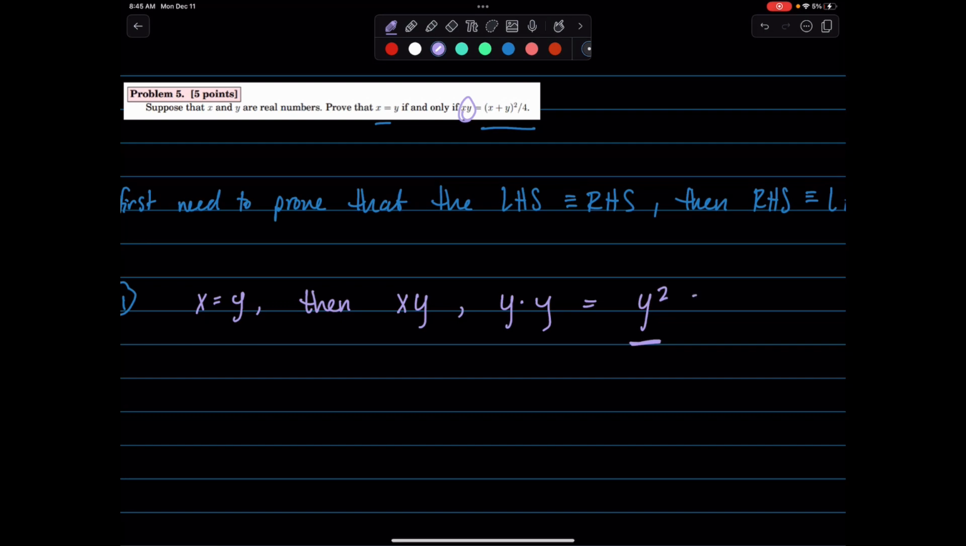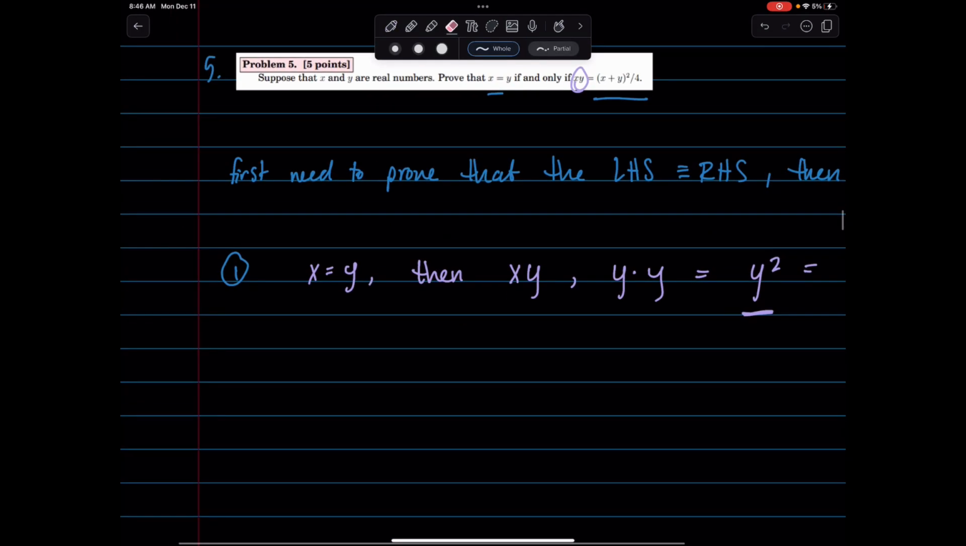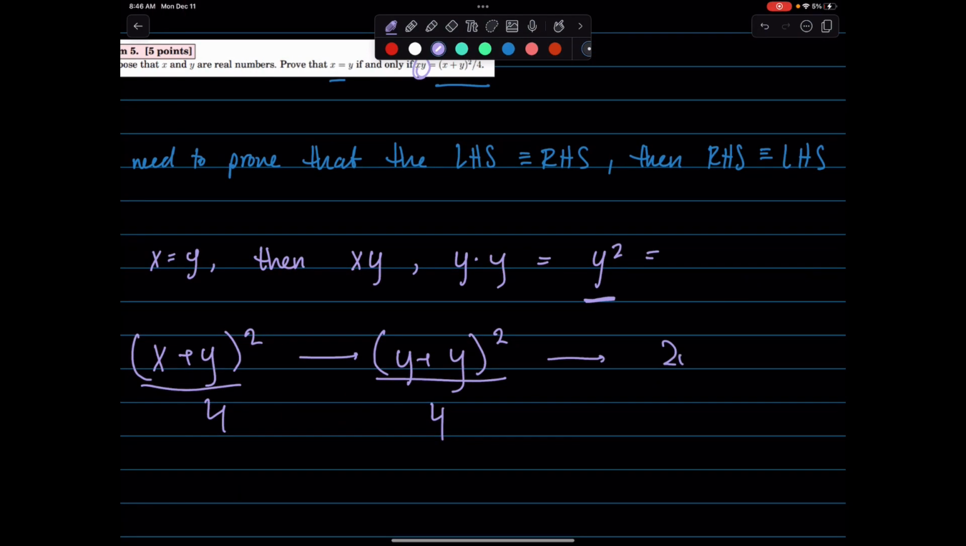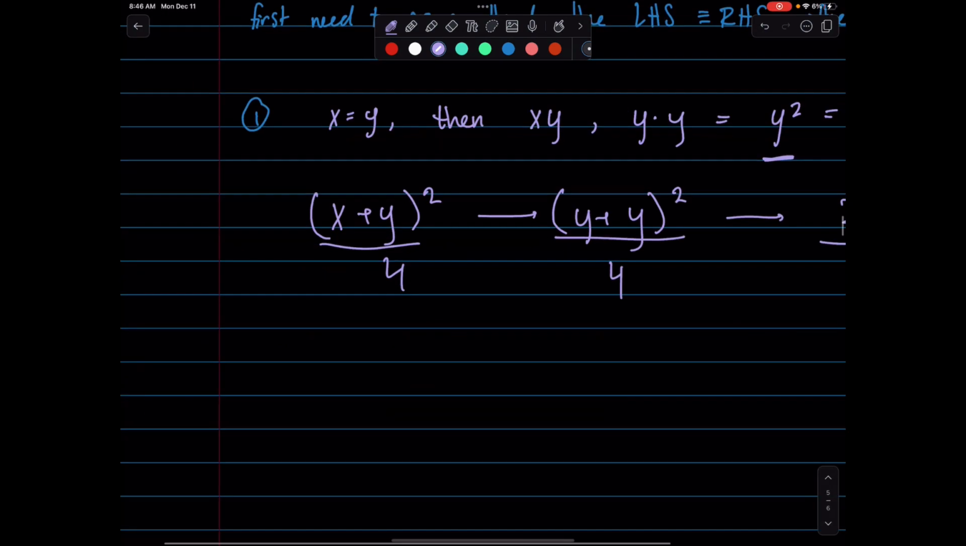And now if we do (x plus y) squared divided by 4, where x is equal to y, this would be 2y, so (y plus y) squared over 4 turns to 2y squared over 4, which equals 4y squared over 4. These cancel, so y squared equals y squared.